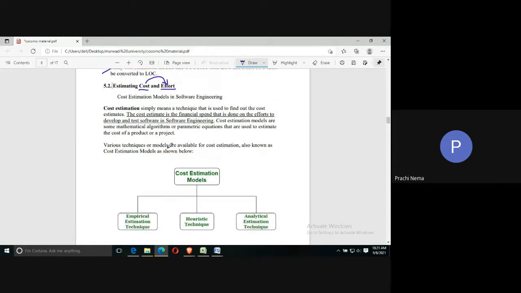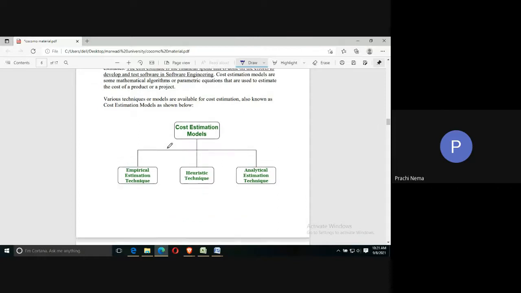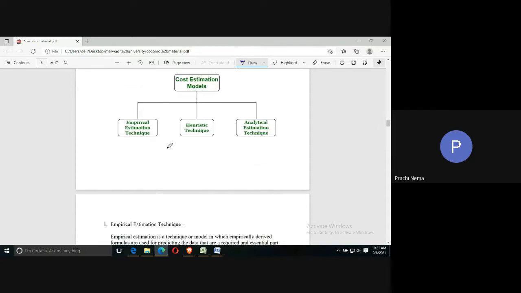Now, for cost estimation, there are three kinds of models. There are various techniques which can be used for cost estimation. Those three techniques are empirical estimation technique, heuristic technique, and analytical technique. What is the empirical estimation technique? The empirical estimation technique basically uses a formula to estimate the cost. So it uses a formula.